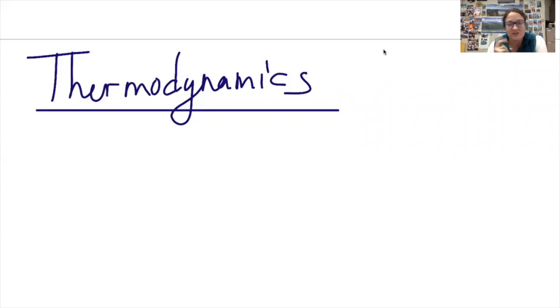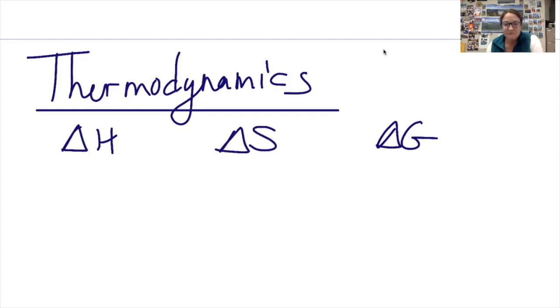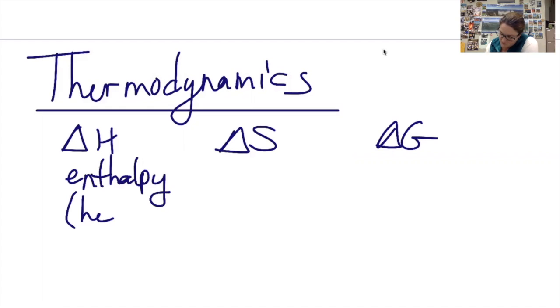With thermodynamics, there's three variables that you're going to see a lot of: delta H, delta S, and delta G. Delta H is known as the enthalpy or the heat. Delta S is the entropy.